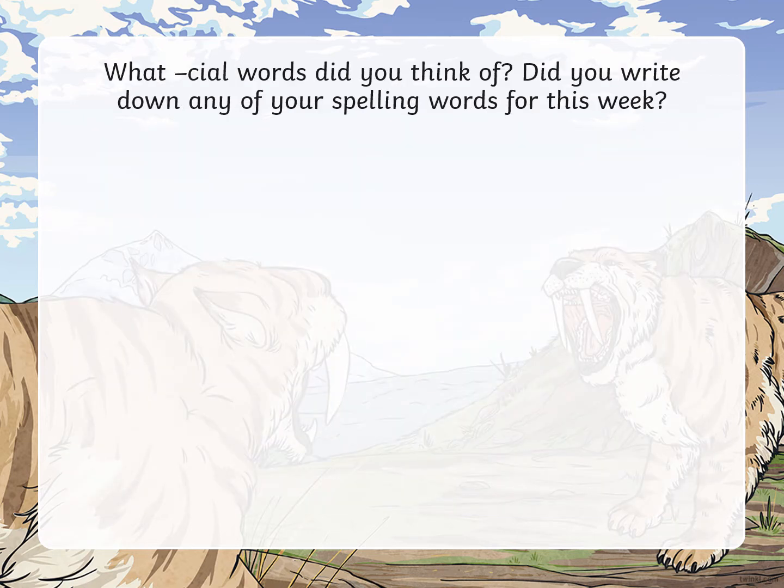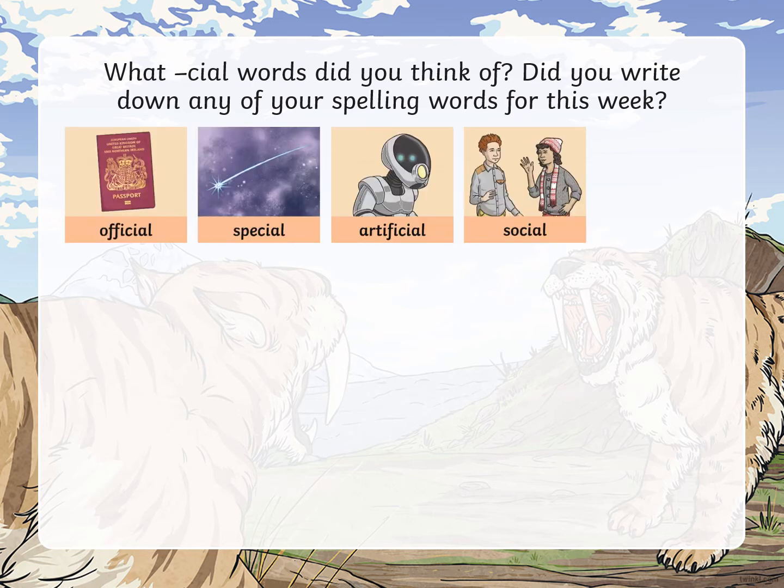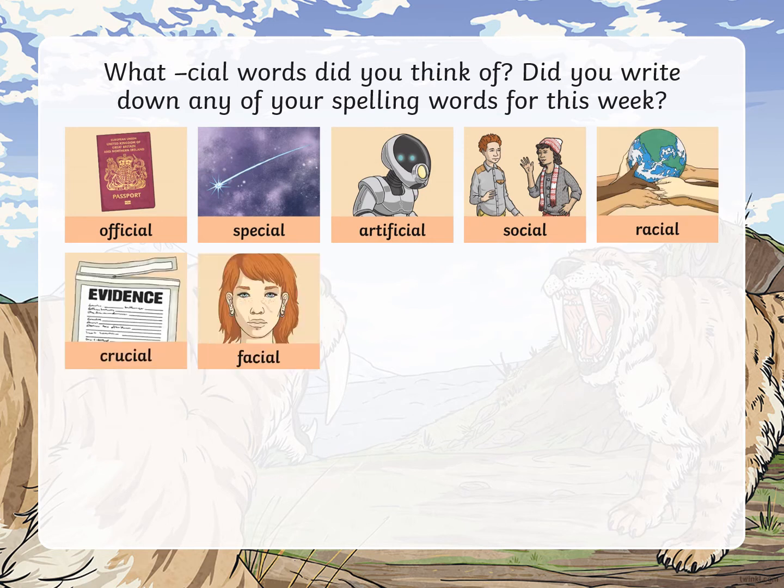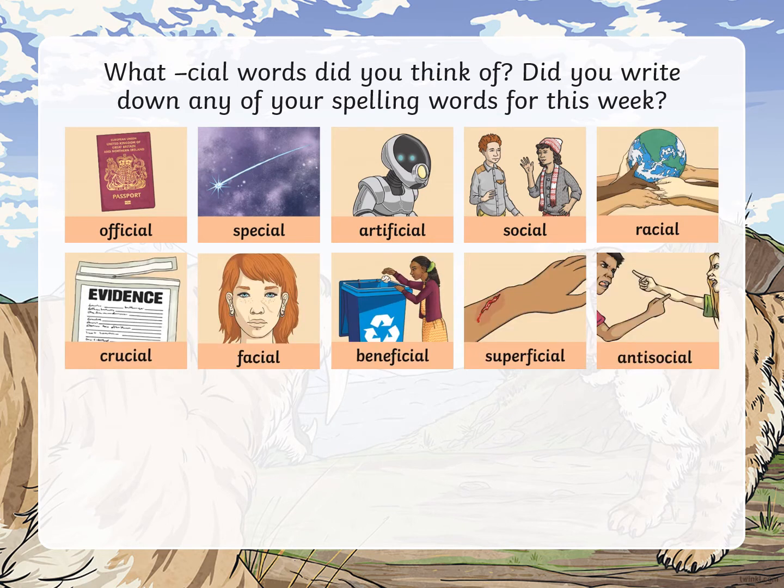Hopefully you were able to come up with a good long list of cial words there. Here's a selection. So we had special, official, artificial, social, racial, crucial, facial, beneficial, superficial, and antisocial. And I'm not going to tell you the meanings of them here because that is something you can follow up this week, but the pictures do give you a clue as to what the meaning of the word could be.